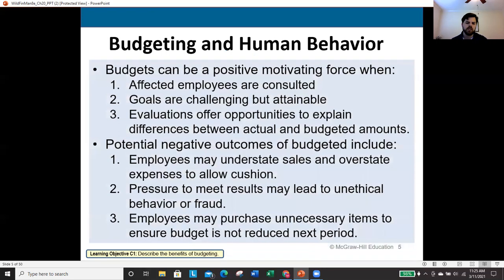Now, for my next piece here, we're looking at how human behavior can be affected by budgets. So in this case, we see that budgets can be positive or negative. So we have to be very careful whenever we are dealing with budgets. So one area that this can actually be positive is when we consult our employees who are going to be working under this budget. So this is what is called a participatory budget, and this is what I strongly recommend when at all possible. Now, there are times when you have to just institute a top-down budget.